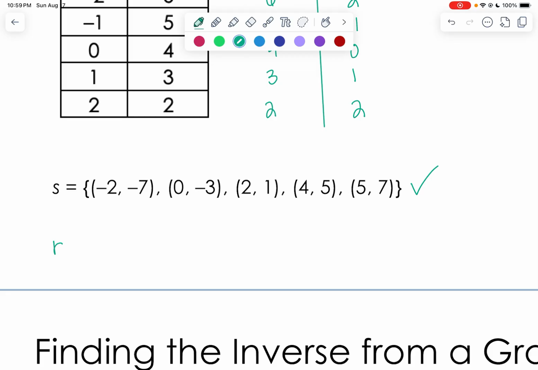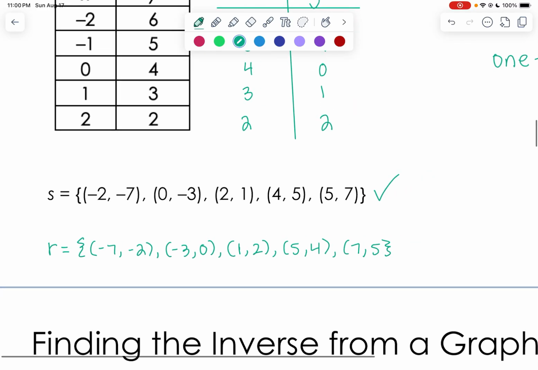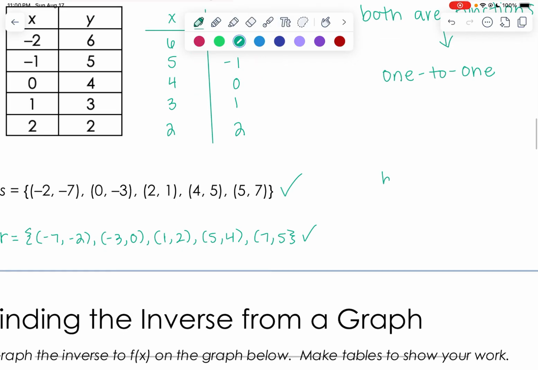Now I'm going to figure out what R is, my inverse, and I'm going to go ahead and flip all of these coordinates. So (-2, -7), my x and my y, it's going to become (-7, -2). My next point would be (-3, 0). And then my next point would be (1, 2). The next point would be (5, 4). And the last point in this relation would be (7, 5). Now, is that a function? Does every input have one and only one output? And if you check it, yes, it does. So both are functions.